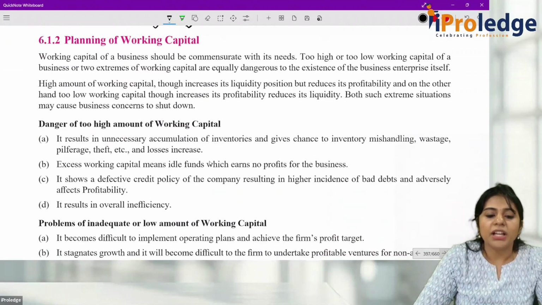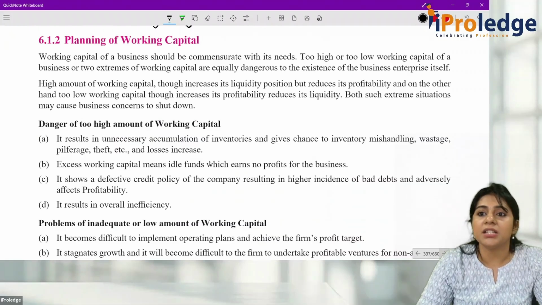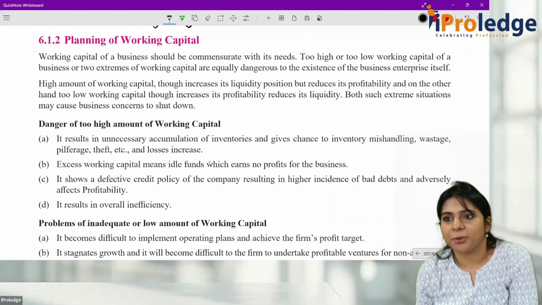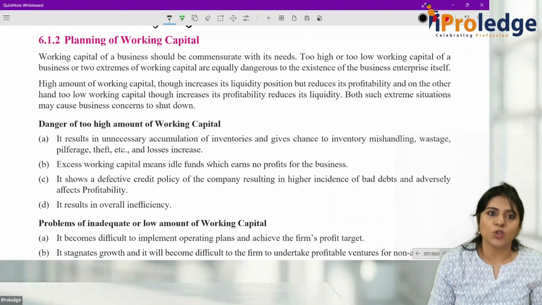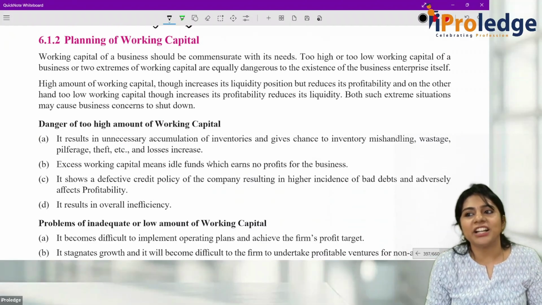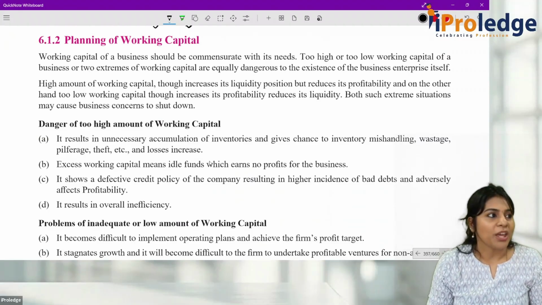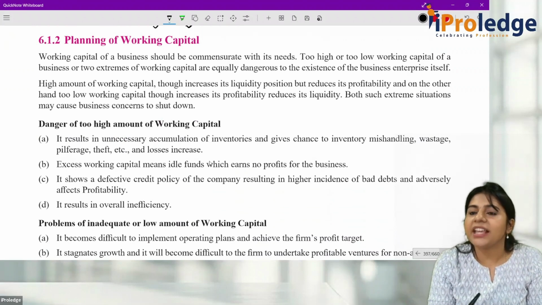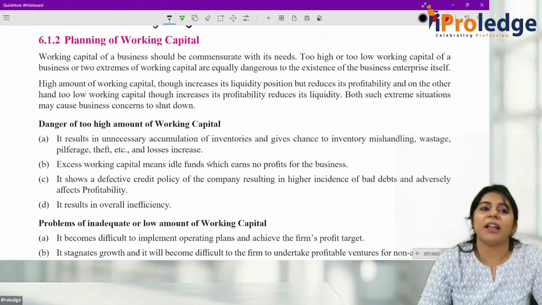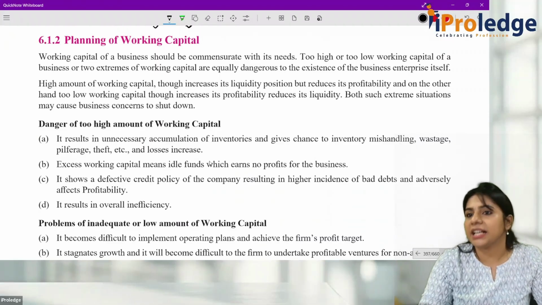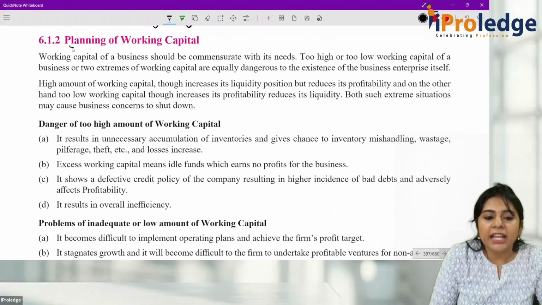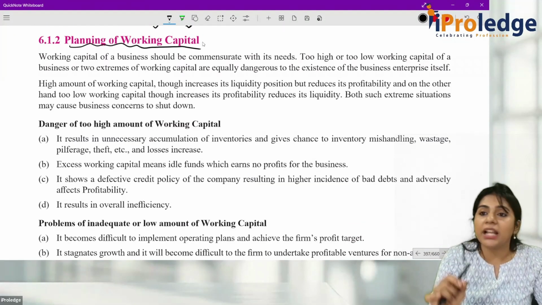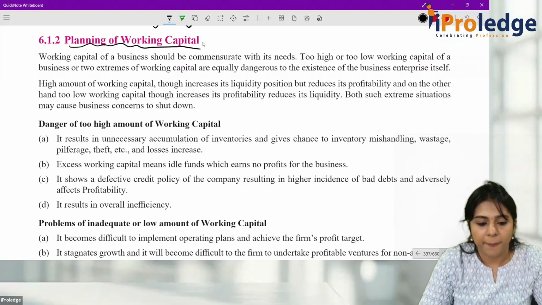One of the critical factors of working capital is that you can't have too much working capital, and you can't have too little working capital either. Having too much working capital is bad planning. Having too little working capital is also very bad planning. So you have to strike a balance, which is important. Striking a balance is what you as a financial manager have to plan when you work in a company. Therefore, planning of working capital is very critical for any organization to run its operations effectively.